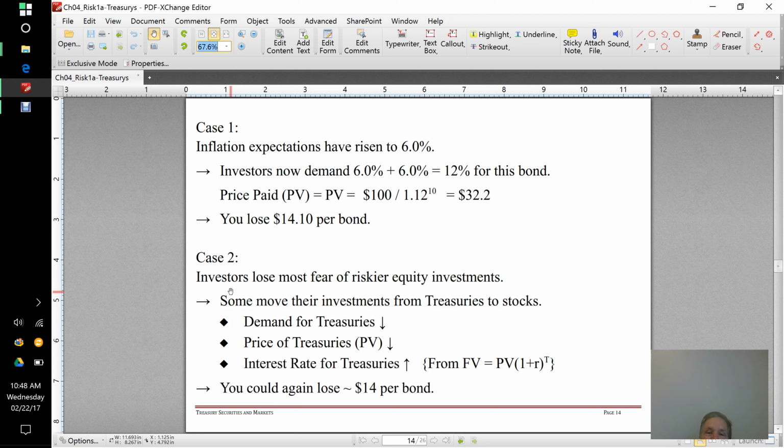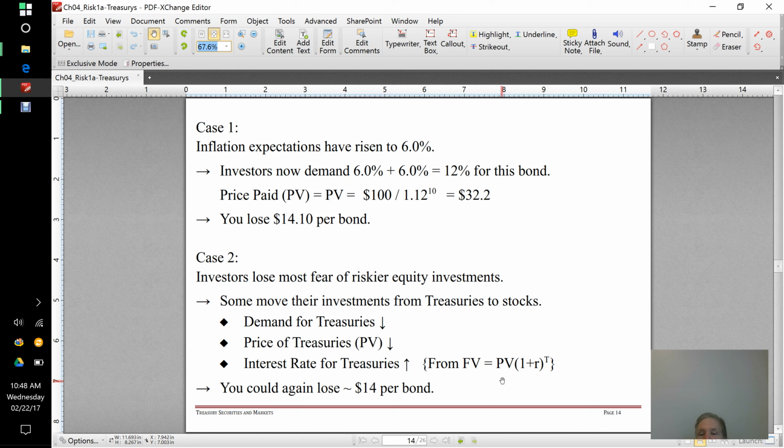So here's another case that could happen. Overnight, let's say world peace is declared, and most investors lose their fear of riskier equity investments. In this case, there's going to be an inverse to the flight to quality. If there's not much risk in the world, everyone's going to go to equities, which potentially will give them a better return than treasuries. So demand for treasuries is going to decrease. The price of treasuries, therefore, is going to go down, just supply demand 101. And the interest rate for treasuries is therefore going to go up just by the math here.